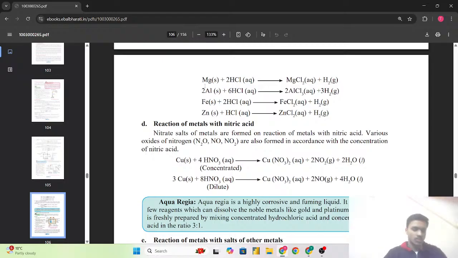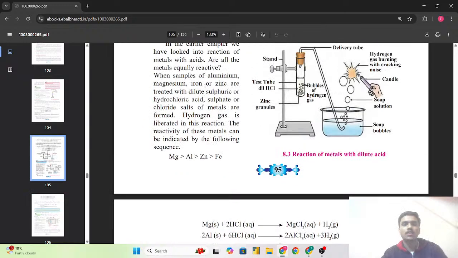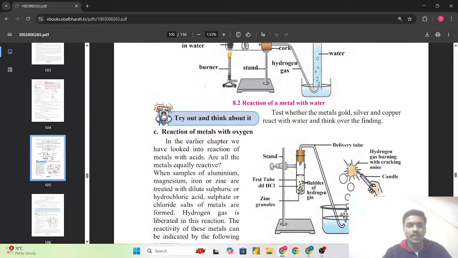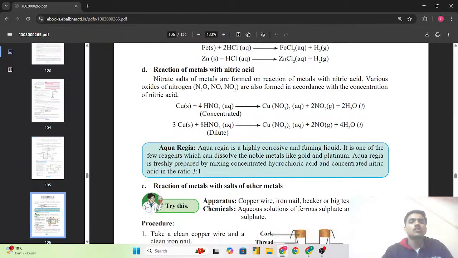So all these are the reactions. We can see here that the chloride salts are formed. This is only the reaction of the metals with oxygen. So next is the reaction of the metals with nitric acid. Nitrate salts of the metals are formed on reaction of the metals with nitric acid.